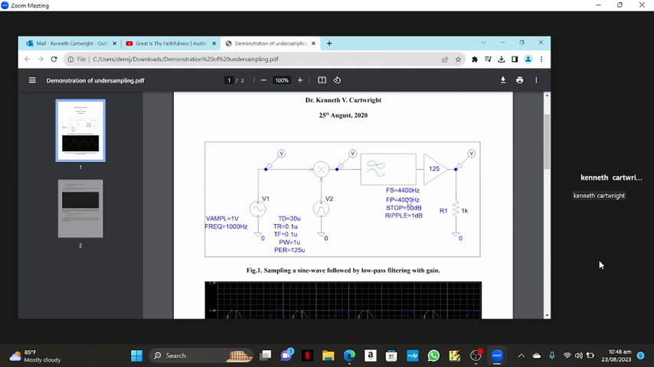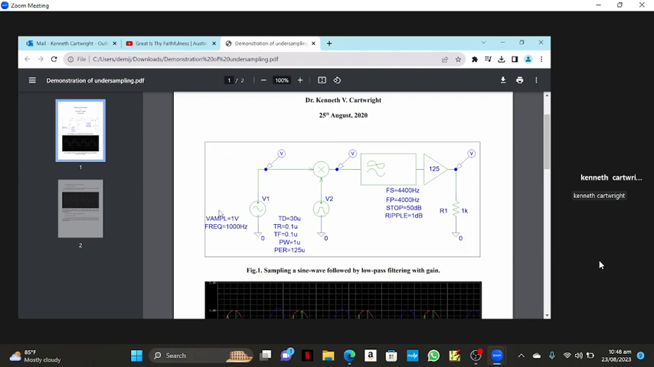The cutoff frequency is 4,000 hertz. Okay, the period of the sampling signal is 125 microseconds. That's a period, so the sampling frequency is 8,000 hertz.